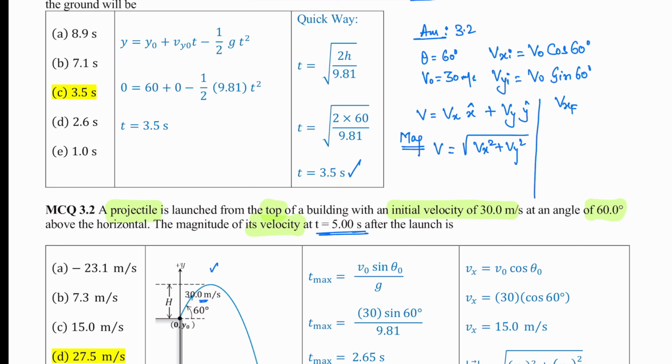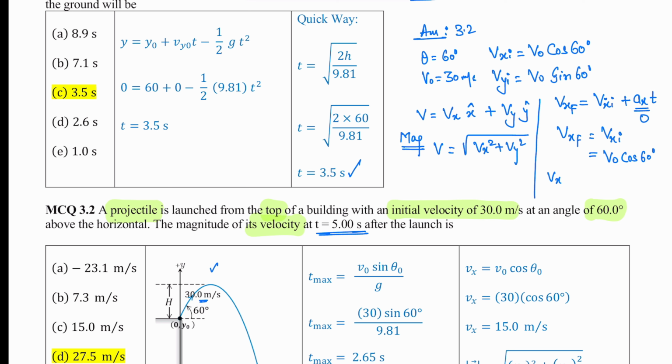Vx final we have to find out, which is equal to Vx initial plus Ax t. I told you Ax is always 0. So Vx final is equal to Vx initial. What is Vx initial? We know V naught cosine 60 degree. So solve this value.